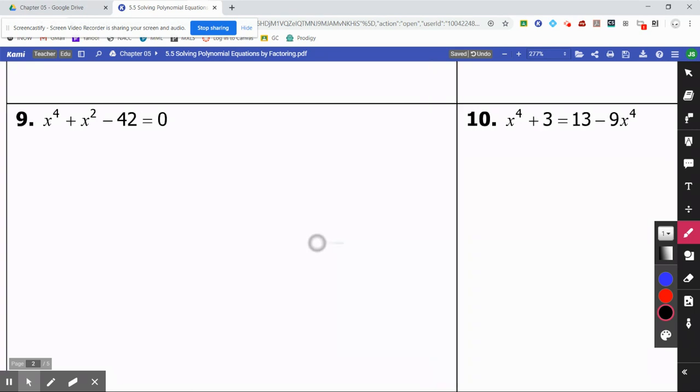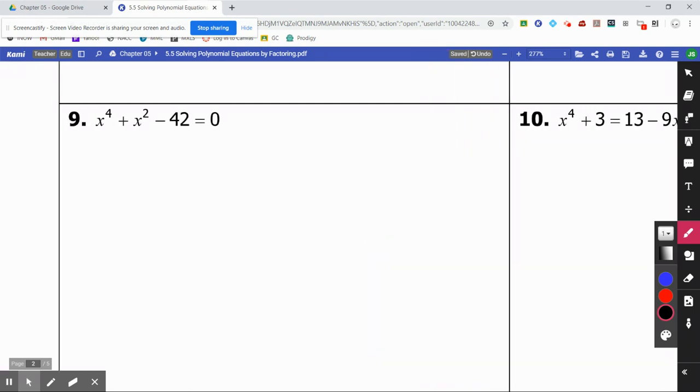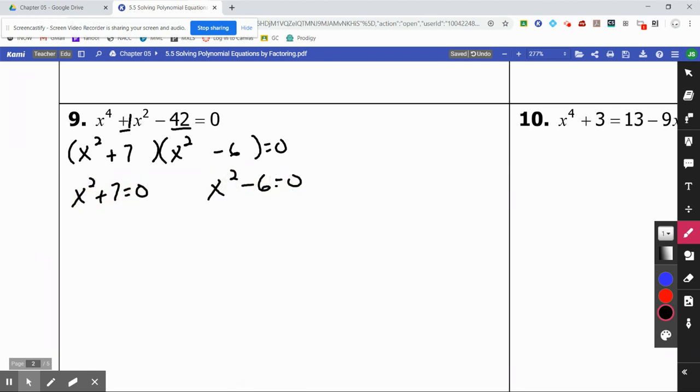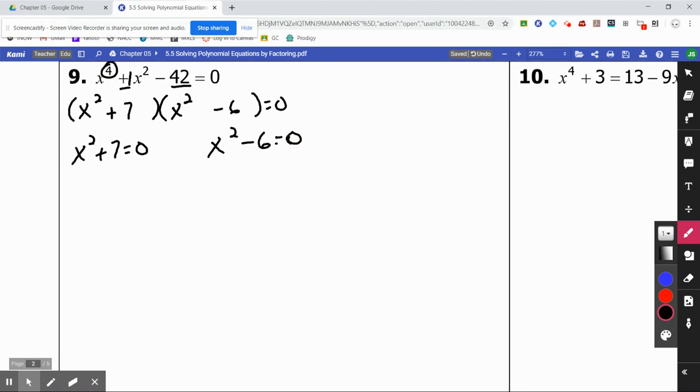Number 9. This is quadratic form, so this will be pretty easy to factor. 2 sets of parentheses, x squared times itself. What adds to give you 1 and multiplies to give you negative 42 is a positive 7 and a negative 6. And again, right there, you can try to factor again, or you can just stop now and set them both equal to 0. We are looking for 4 roots. And again, it's going to be pretty easy to find all 4.